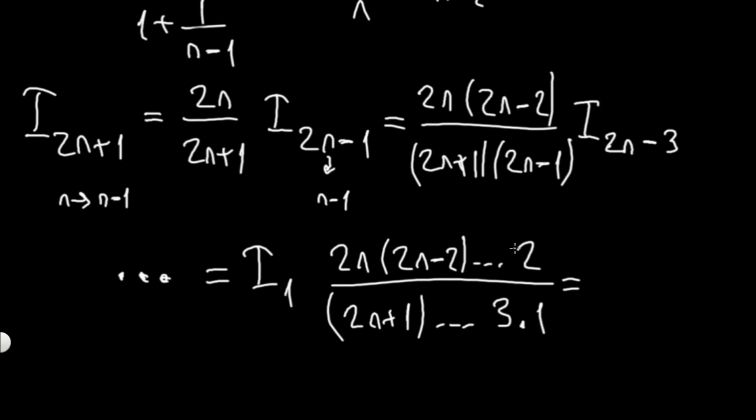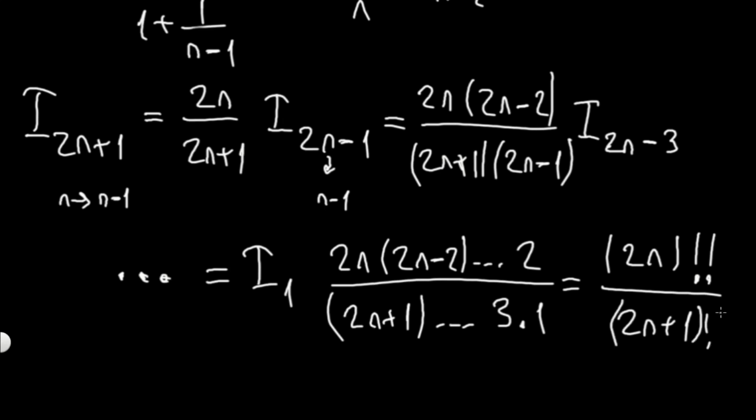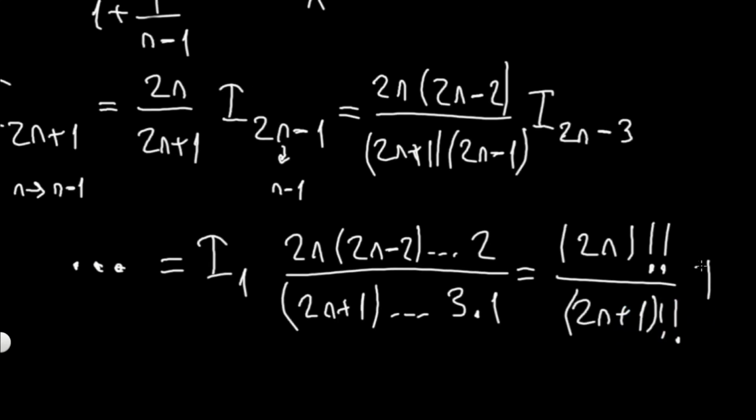Well, I can just write it in factorial form too, but I will just use double factorials. It's easier. So 2n double factorial means that instead of going 1 down on each step, just go 2 down. So this is equal to that, and this is equal to this: 2n plus 1 double factorial times I_1. So I also need the first one. Well, I_1 is very easy.